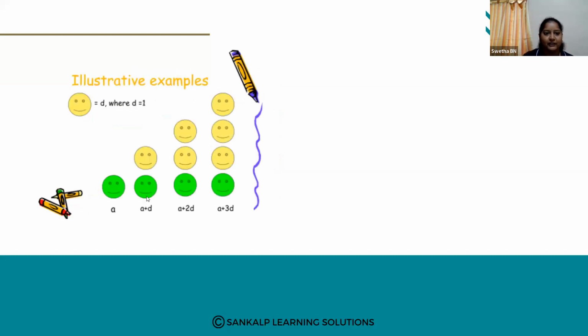Okay. So here, the first term is called A, and D is nothing but the common difference. Here we added one more smiley, so it becomes A plus D. To this A plus D, which has 2 smileys, we are going to add one more smiley. That means A plus D plus D.